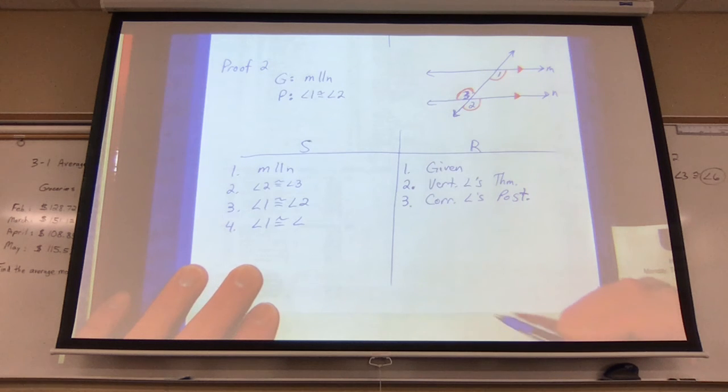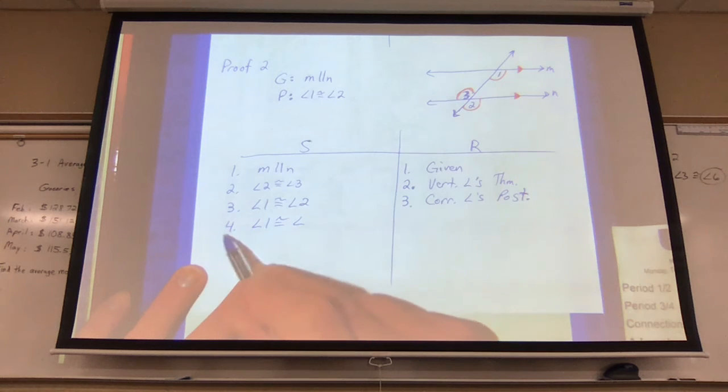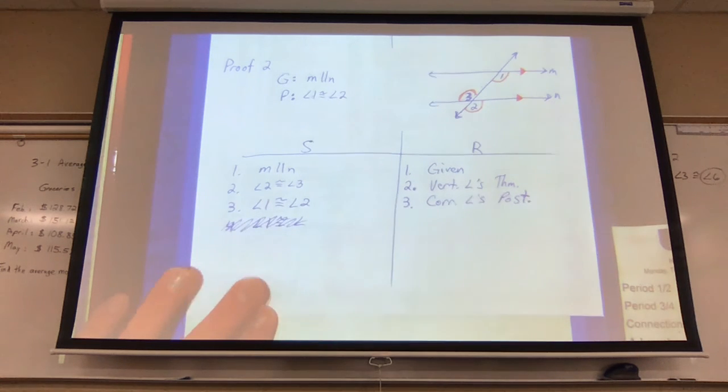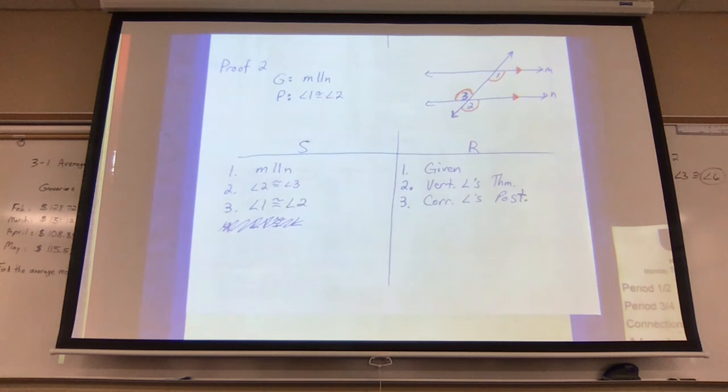That's actually a way to do it. I did it with one less step. Let's take that out of there. Angle 2 is congruent to angle 3, angle 1 is congruent to angle 2. Yes, I think that should do it. All right, there's our second proof.